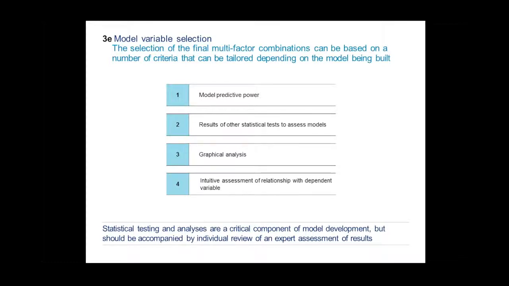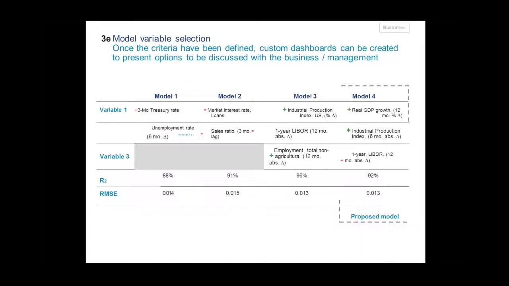The selection of the final multi-factor combinations can be based on a number of criteria that can be tailored depending on the model being built. We usually look at it from four perspectives. The first is the model predictive power, which is the most important, then the results of other statistical tests to assess models, graphical analysis, and intuitive assessment of relationship with dependent variables. Once the criteria have been defined, custom dashboards can be created to present options to be discussed with the business, with the management.